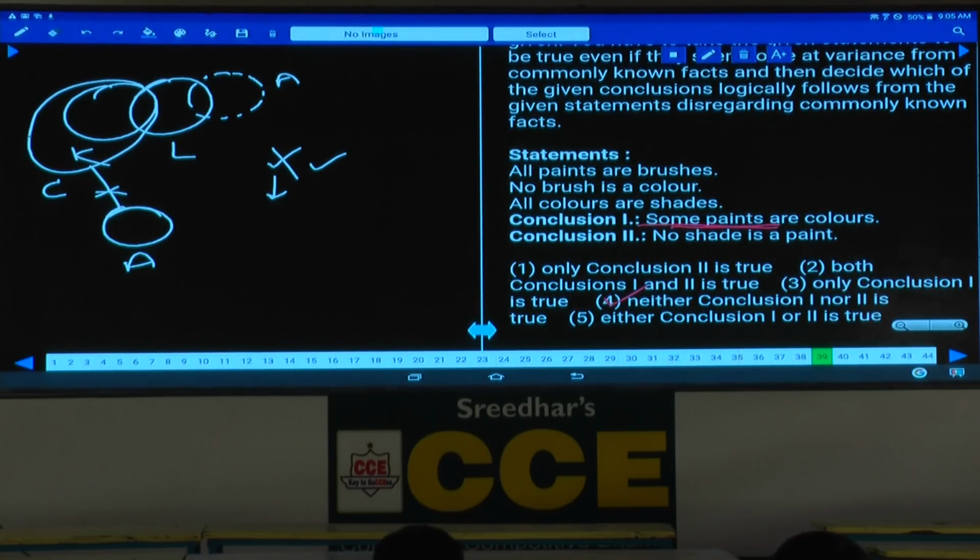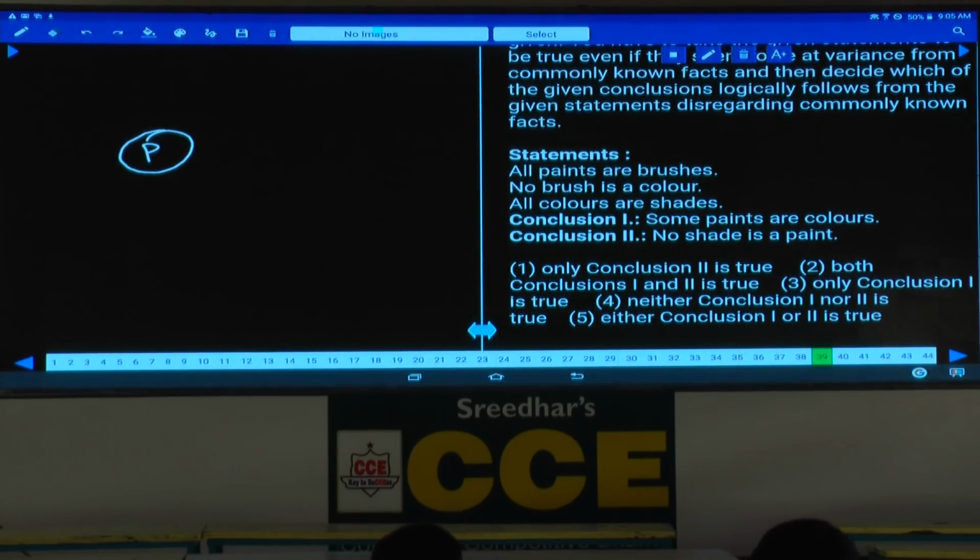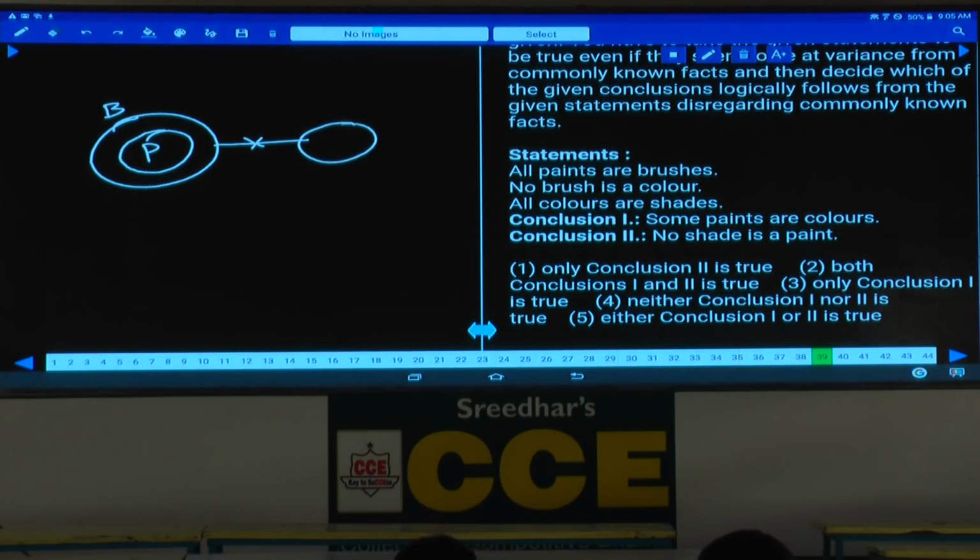Now question number 38, choice 4. And 39, all paints are brushes. All paints are brushes. No brush is a color. All paints are brushes and no brush is a color. All colors are shades. And some paints are colors is false. And no shade is a paint. No shade is a paint is definitely true.